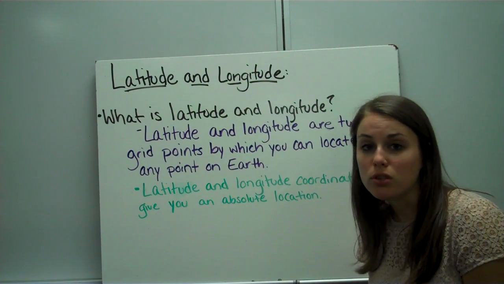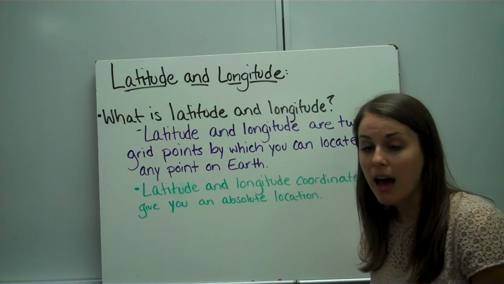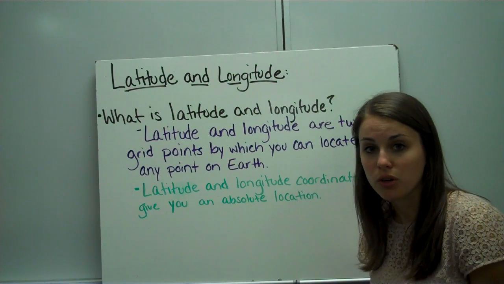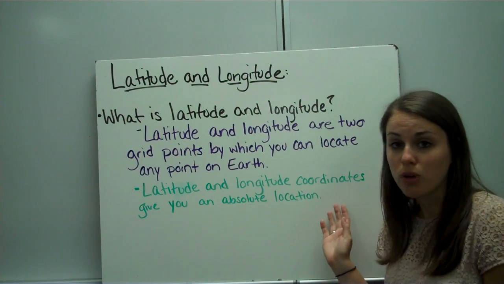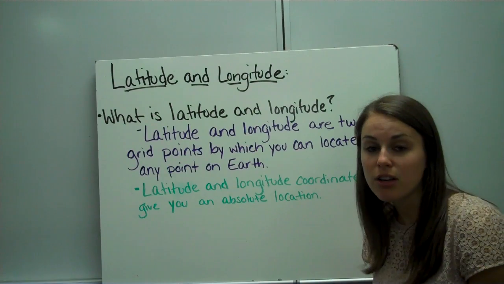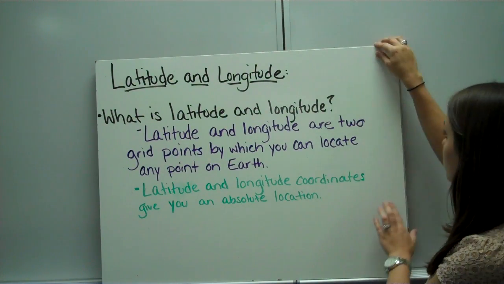For example, if you've ever used anything like Google Maps and you want to find an address or find a location on the globe, you type the address into Google Maps, and Google Maps uses latitude and longitude coordinates to give you that specific location on Earth.